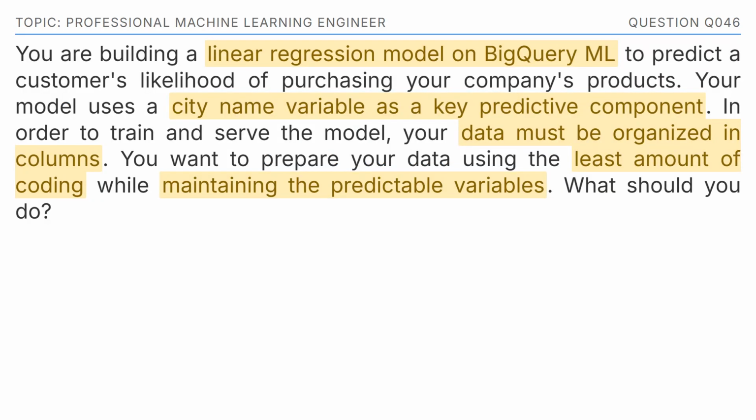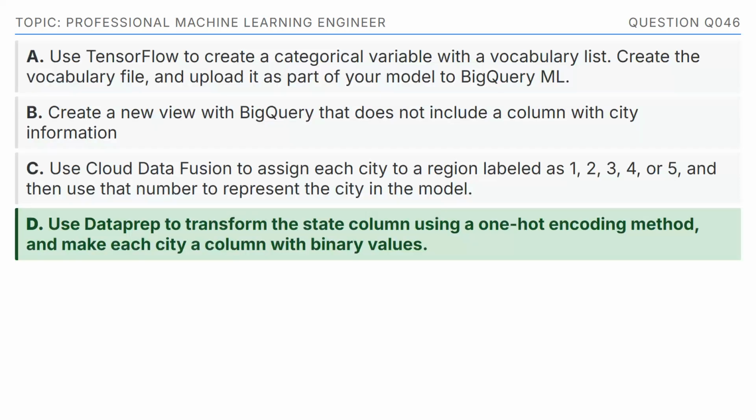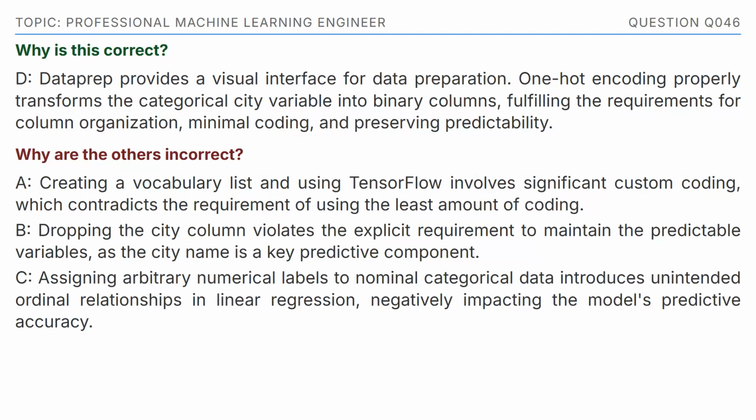To arrive at the correct answer, we focus on the keywords: linear regression model on BigQuery ML, city name variable as a key predictive component, data must be organized in columns, least amount of coding, maintaining the predictable variables. The correct answer is option D, use Dataprep to transform the state column using a one-hot encoding method, and make each city a column with binary values. Why is this correct? D. Dataprep provides a visual interface for data preparation. One-hot encoding properly transforms the categorical city variable into binary columns, fulfilling the requirements for column organization, minimal coding, and preserving predictability.